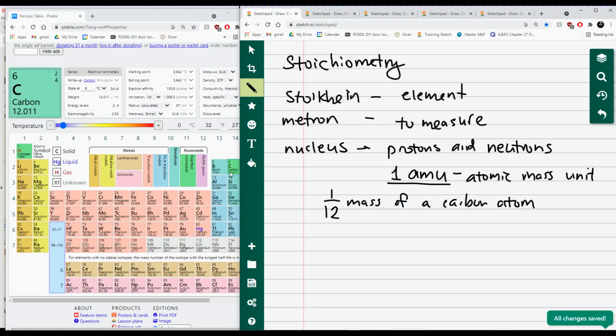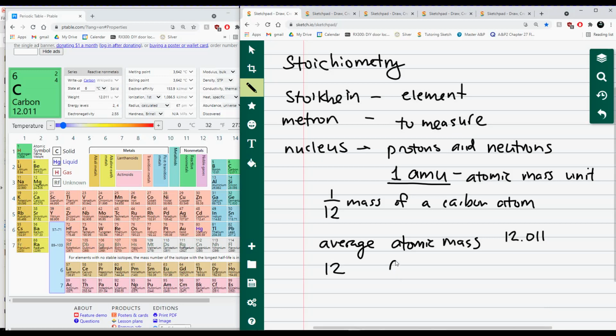When looking at the periodic table for a carbon atom, we see that the average atomic mass is given as 12.011, which rounded to the nearest whole number is actually 12. This is due to the fact that the most abundant isotope of carbon contains 6 protons and 6 neutrons. Well, what is an isotope? From our previous week, we know that isotope means an atom with a different number of neutrons.